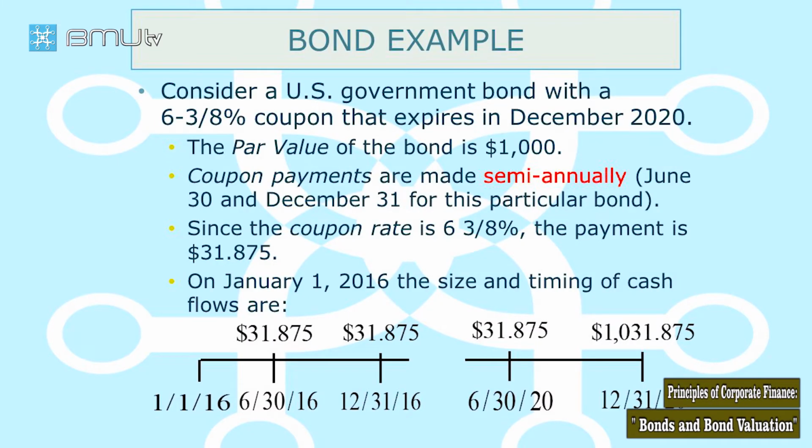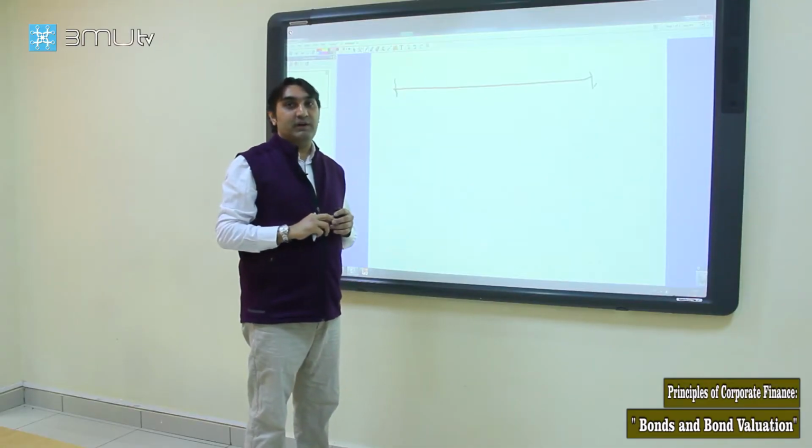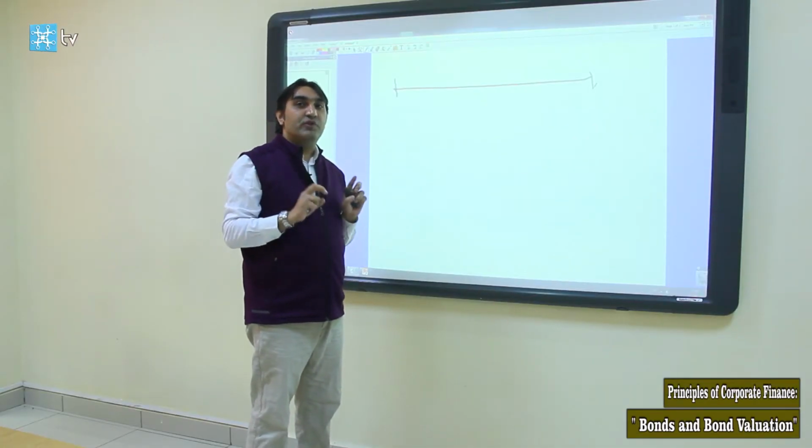Consider a US government bond with a 3.875% coupon that expires in December 2020. The par value of the bond is $1,000. Coupon payments are made semi-annually, that is June 30th and December 31st for this particular bond. Since the coupon rate is 3.875%, the payment is $31.875. As I said in our time value of money topic, the best way is to show cash flows on a timeline.